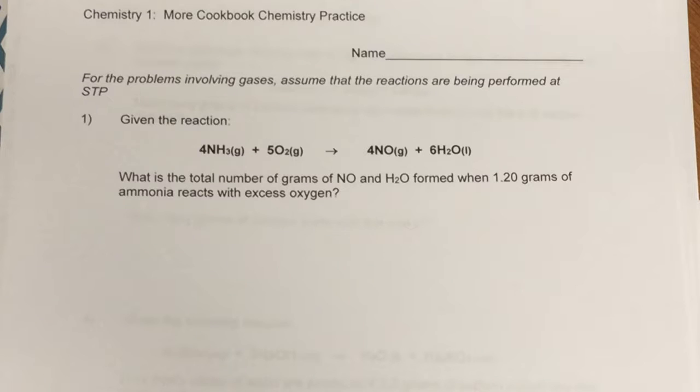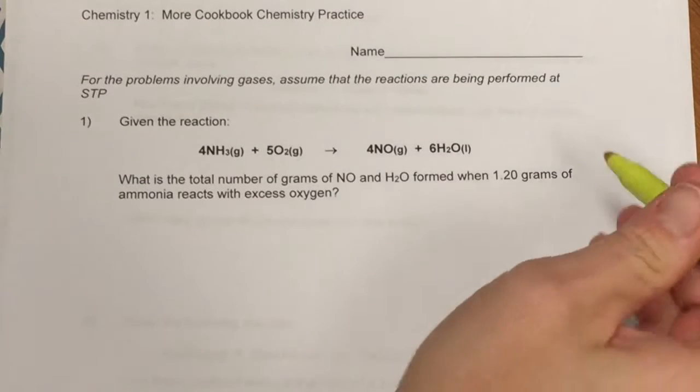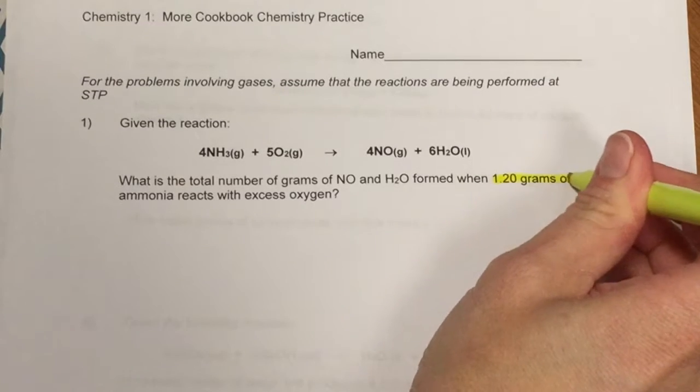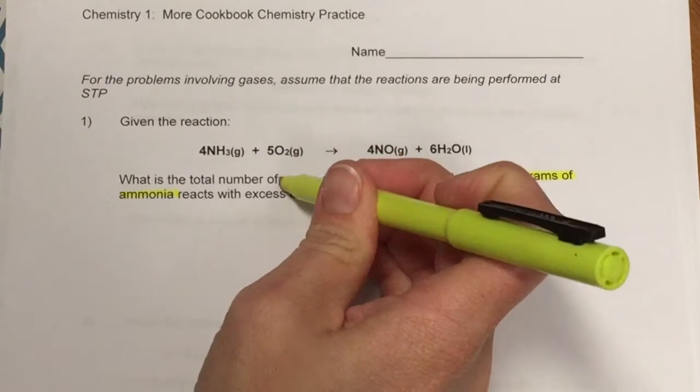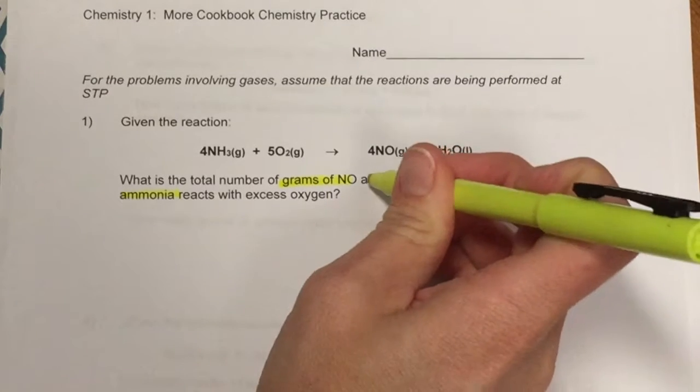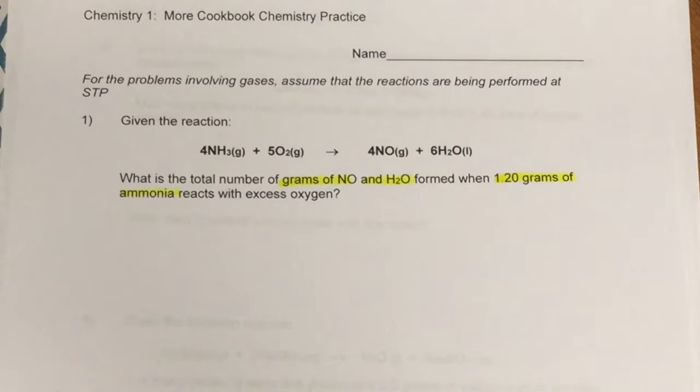Okay, go ahead and read. You should have this sheet in front of you. Go ahead and read problem 1, and then highlight or circle what's given to you and what it is asking for. Okay, hopefully you said, what's given to me? 1.25 grams of ammonia. And what is it asking for? Total number of grams of NO and water. So we're looking for two things here, so we're going to have to do 2 steps here.